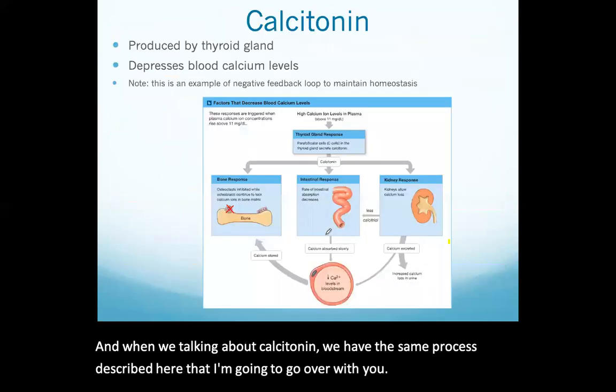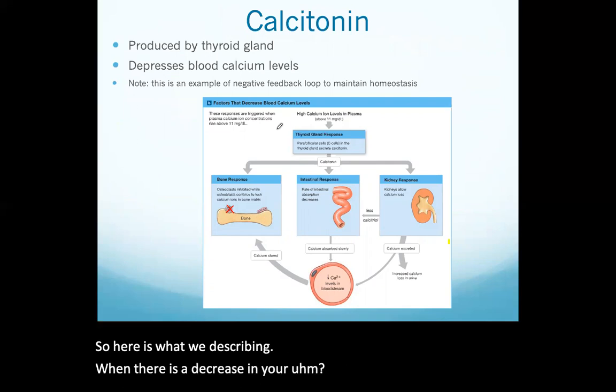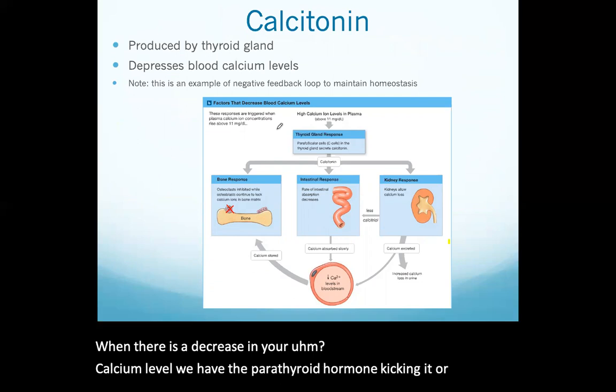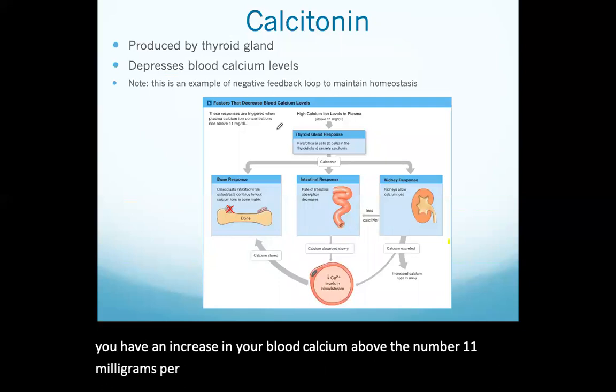So here is what we're describing. When there is a decrease in your calcium level, we have the parathyroid hormone kicking in or activating. If you have an increase in your blood calcium above the number 11 milligram per deciliter, then you have calcitonin being released from your thyroid gland.